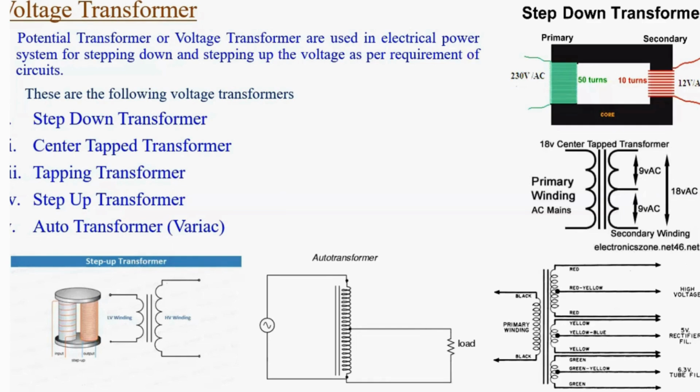Now we have the center tap transformer, another type of transformer. In center tap, the primary has only 2 connections, because we give only 230 volts, phase and neutral, on the primary side. But the secondary will have 3 connections. The center will be zero, and from there 9 volts on one side and 9 volts on the other. We can use 12 volts also, or 6 volts also. Whatever voltage we want, the number of turns will decide.